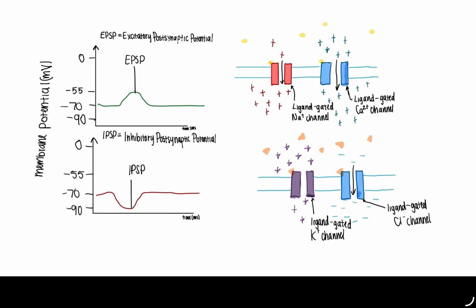If enough excitatory signals are received, the neuron reaches the threshold, about negative 55 millivolts, at the initial segment. Once this happens, the neuron follows the all-or-none law, meaning it either fires completely or not at all.